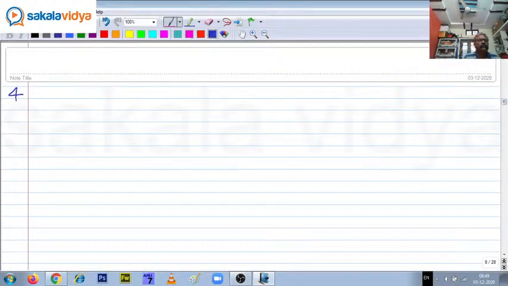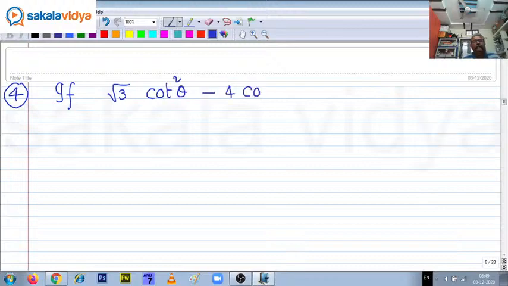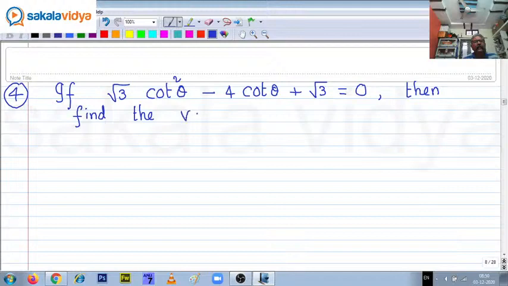Question number 4. Let us move to the question number 4 now. If root 3 cot square theta minus 4 cot theta plus root 3 equals to 0, then find the value of cot square theta plus tan square theta.